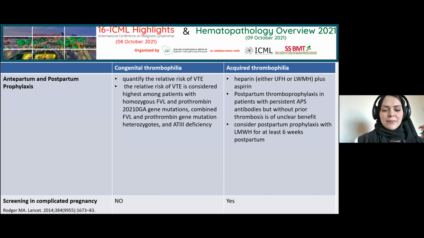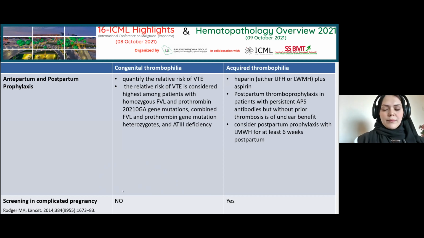The use of postpartum prophylaxis with antiphospholipid syndrome is not clear yet. And there is a consideration to use postpartum prophylaxis with low molecular weight heparin for at least 6 weeks postpartum. Finally, I'll just talk about the screening in complicated pregnancy.